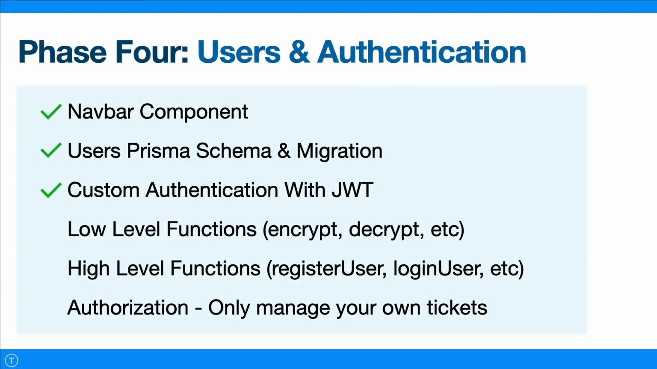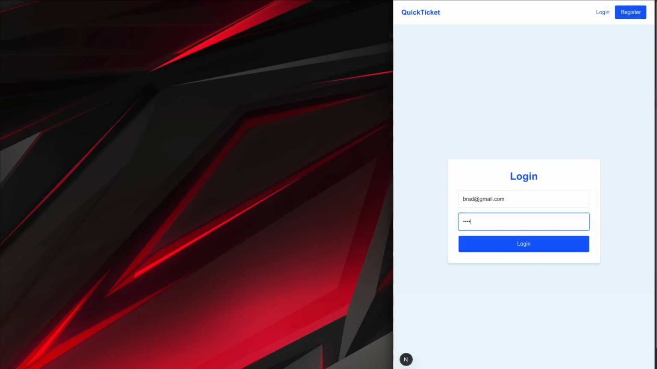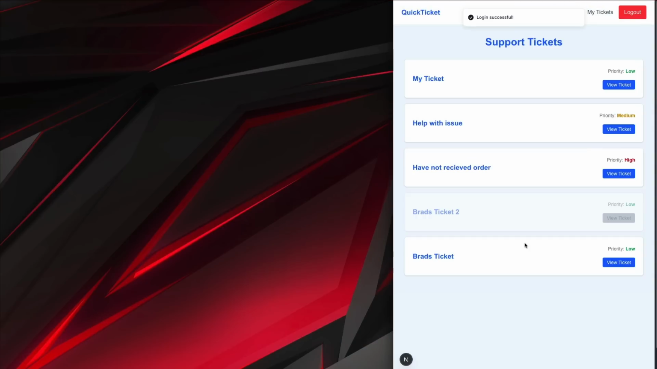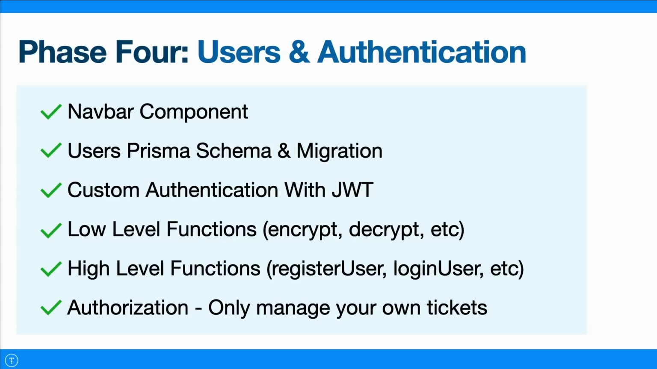We're going to be using a package called Jose, which is kind of a more modern version of the JSON Web Token package. We're going to create some low-level functions like encrypt and decrypt to deal with our token and deal with cookies, saving our token in a cookie, an HTTP-only cookie. And then high-level functions like register user, login user, these will be called from our actual components. And then the authorization, of course, you want to have a relationship between the tickets and your users so that the user can only see their own tickets and not everybody else's. So that's kind of the entire flow of this project, just so you can have an idea.